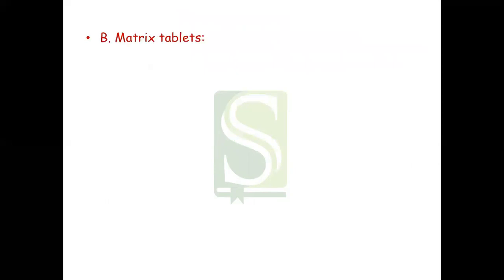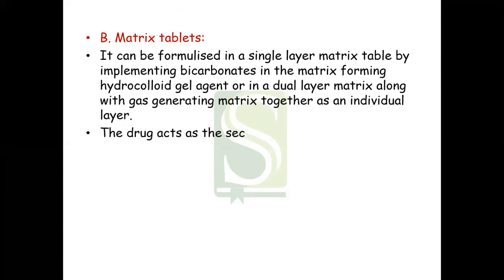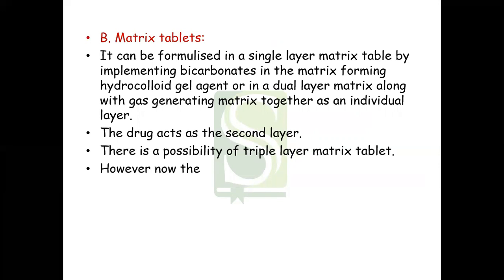The next system is the matrix tablet. It can be formulated in a single layer matrix tablet by incorporating bicarbonates in the matrix forming hydrocolloid gel agent, or in a dual layer matrix along with gas generating matrix together as an individual layer. The drug acts as the second layer. So there is a possibility of a triple layer matrix tablet.